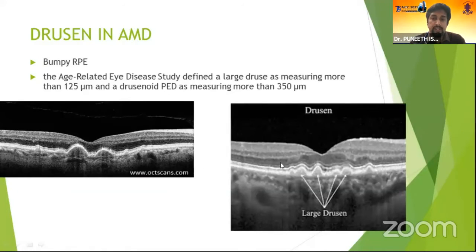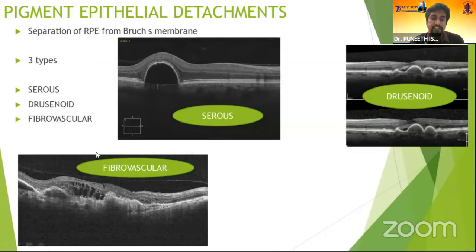Coming to age-related macular degeneration, you find this lumpy, bumpy RPE. Sometimes you see yellowish lesions on fundus examination, and you're not sure if it's a hard exudate or a drusen. If it's a hard exudate, it will normally be present at this level, whereas drusen are present as lumps or bumps in the RPE. A bumpy RPE is suggestive of drusen. If they are more than 350 microns, they are known as drusenoid pigment epithelial detachments.